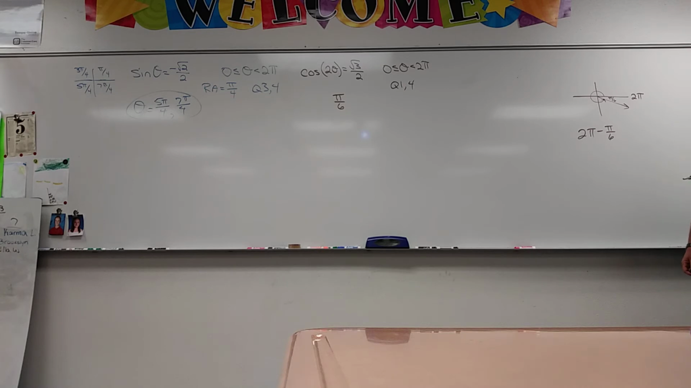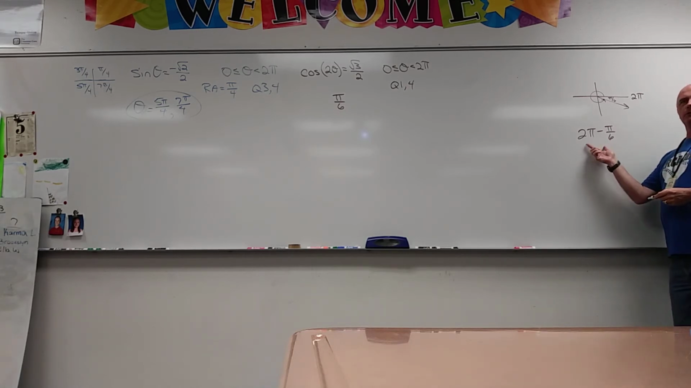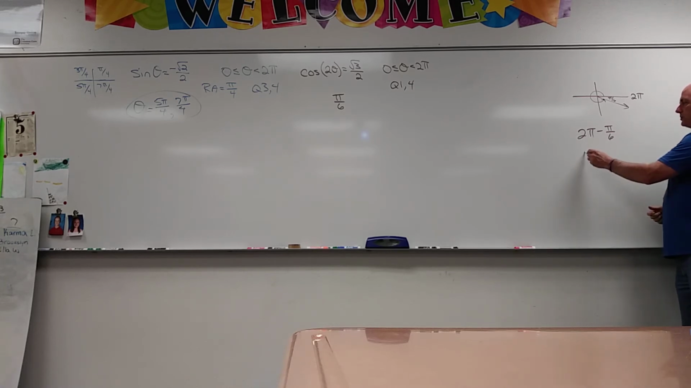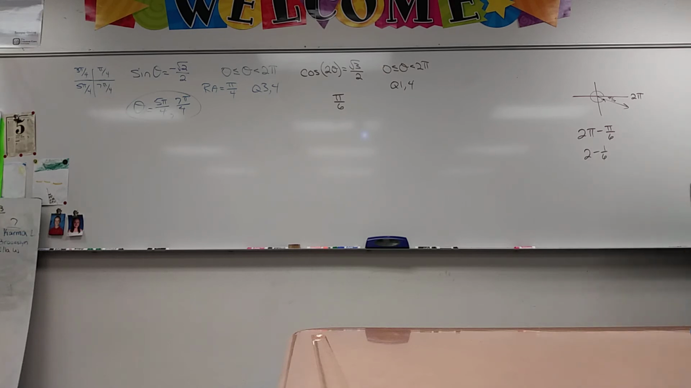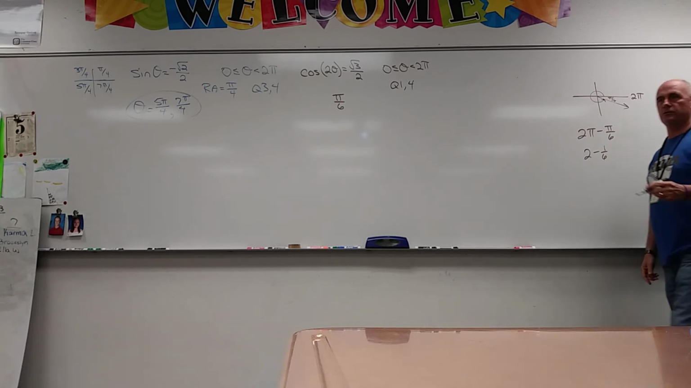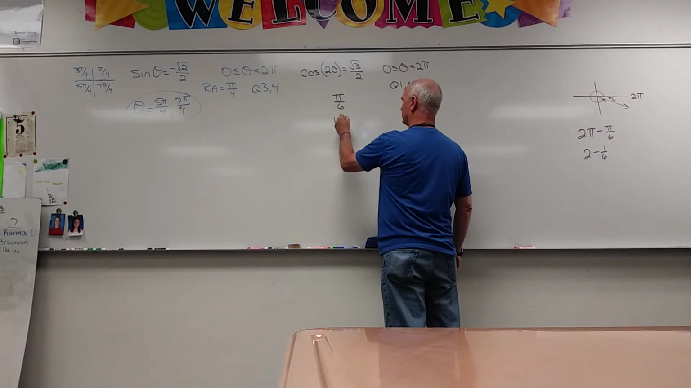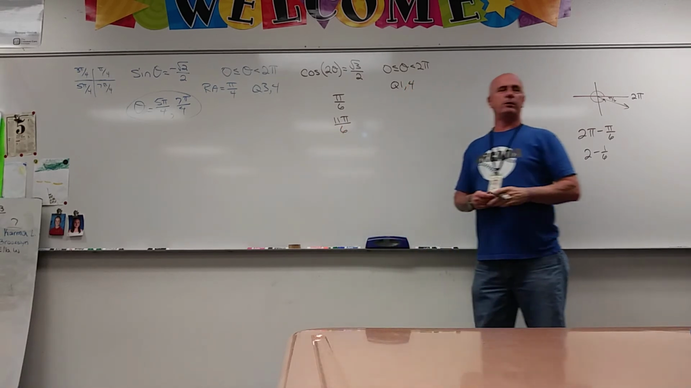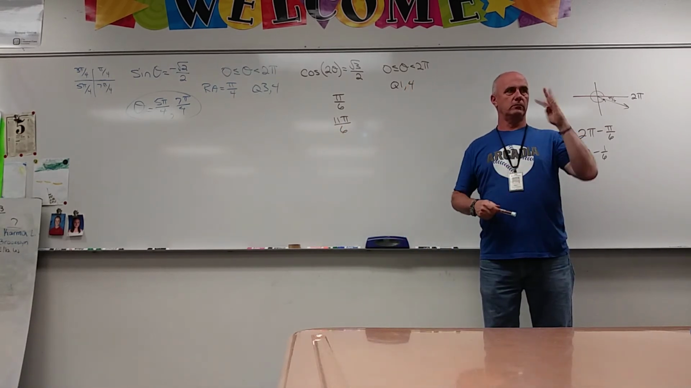And as time goes on, you're going to know this a lot quicker, a lot faster, a lot easier. If you're not really sure what to do with this, basically eliminate the pi. Treat it as 2 minus 1/6, and we'll stick the pi in at the end. 2 is 12 over 6. So basically, we have 12 pi over 6 minus pi over 6, which gives us 11 pi over 6. And 11 pi over 6 is in the fourth quadrant.